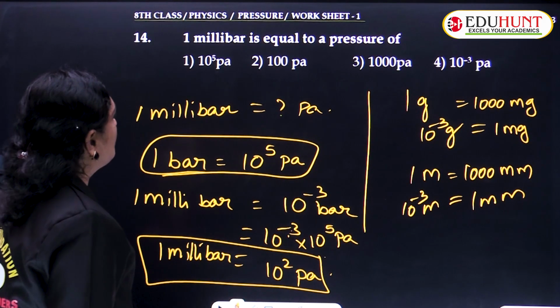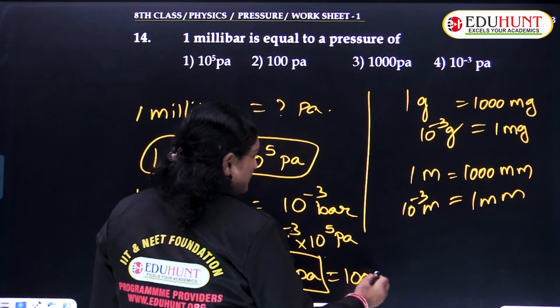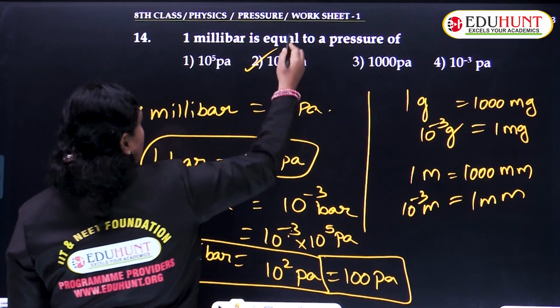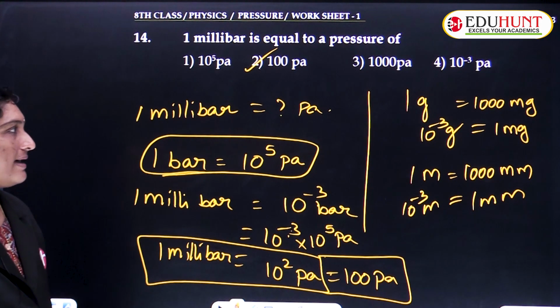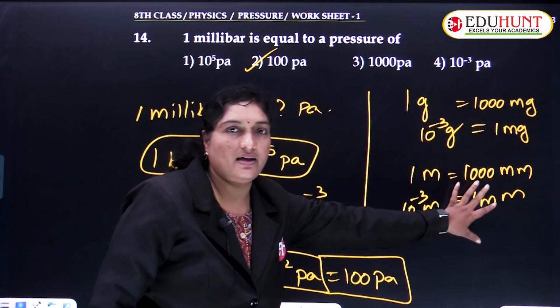So, where is the correct option, children? 10 power 2 is nothing but 100. So, 100 pascal. Either 10 power 2 or 100, both mean the same, that is 100 pascals. So, like this you have to answer, children. This is a rough calculation I gave you just to make you understand.